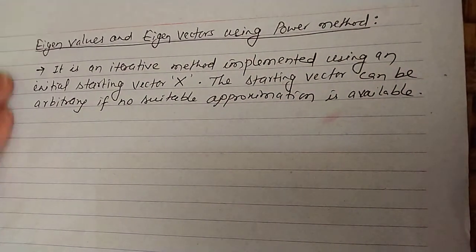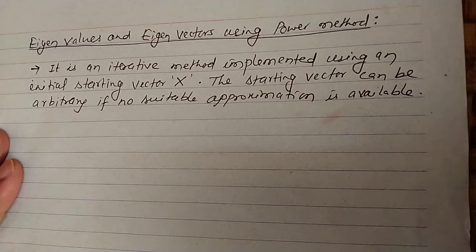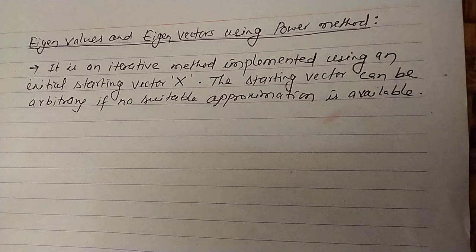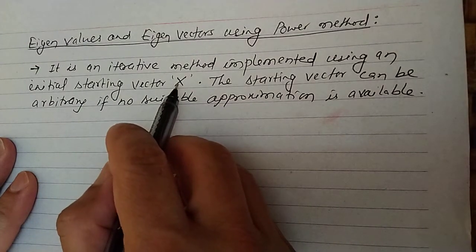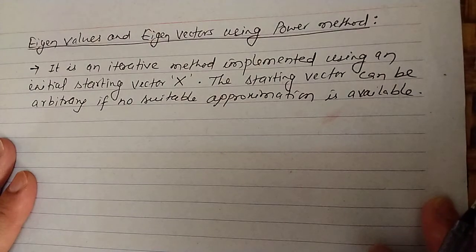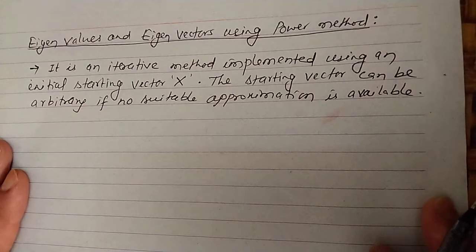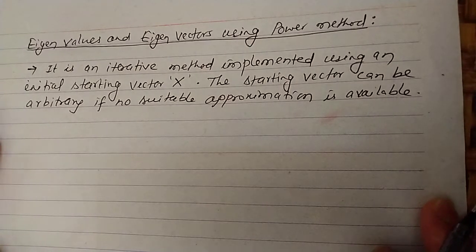So basically power method is an iterative method which we will study later on, and to do the power method we need a starting vector x. The x is either given in the question or we will suitably or arbitrarily assume the value of x if it is not available.